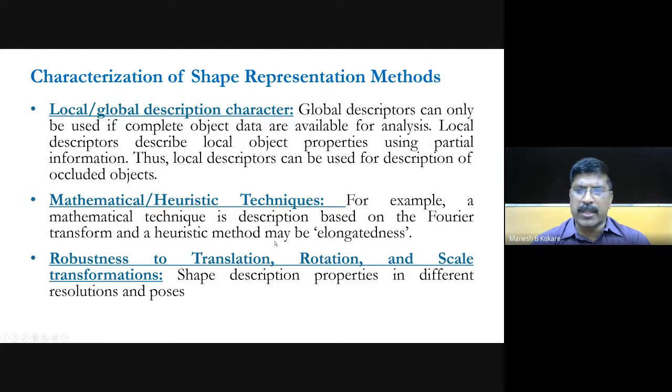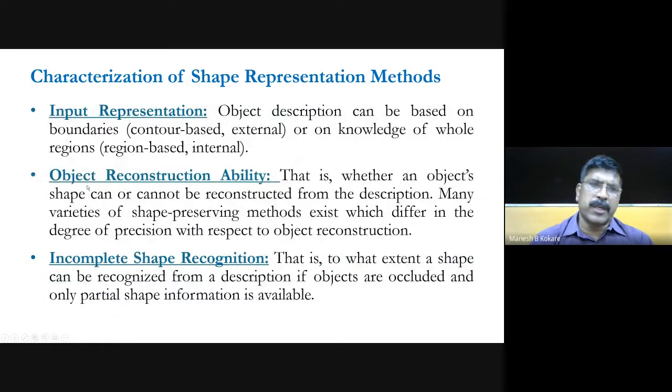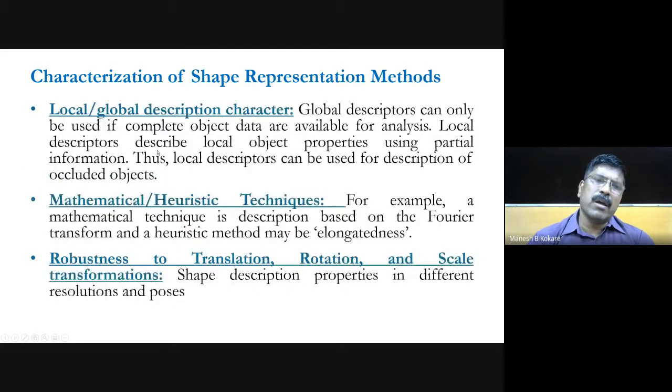Whereas a heuristic technique may be, for example, elongatedness, how much elongatedness there is, or compactness, and like that. So heuristic techniques are available, and mathematical techniques are available. Global techniques are available, local techniques are available. Object reconstruction techniques are available, and non-reconstruction techniques are available. Complete shape information may be available, or partial information; even when partial information is available you can reconstruct the object or find its shape. Some techniques are based on the contour, some on the region. So in this way, these shape representation techniques are there.